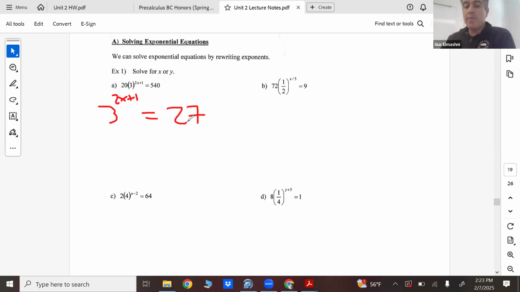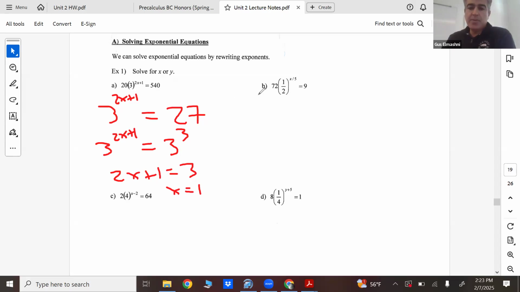27 happens to be a power of 3, right? It's 3 cubed. And the other side is a power of 3 as well. If both sides have powers of the same base, then the exponents must be the same too, right? We can conclude that. You don't have to do logs. If you solve for x, what do you get? 1. Good. Okay.